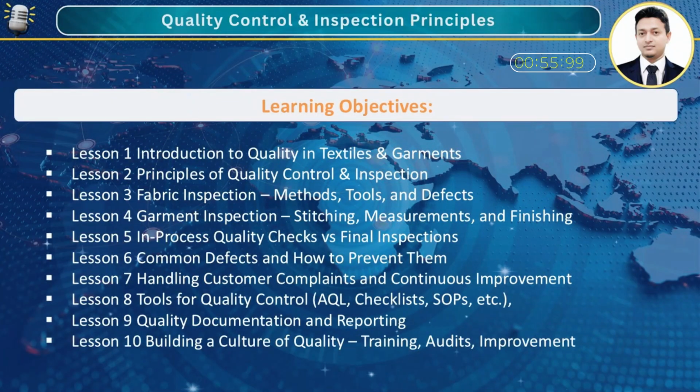What you learn. Lesson 1. Introduction to Quality in Textiles and Garments. Lesson 2. Principles of Quality Control and Inspection. Lesson 3. Fabric Inspection, Methods, Tools, and Defects. Lesson 4. Garment Inspection, Stitching, Measurements, and Finishing. Lesson 5. In-process quality checks versus final inspections.